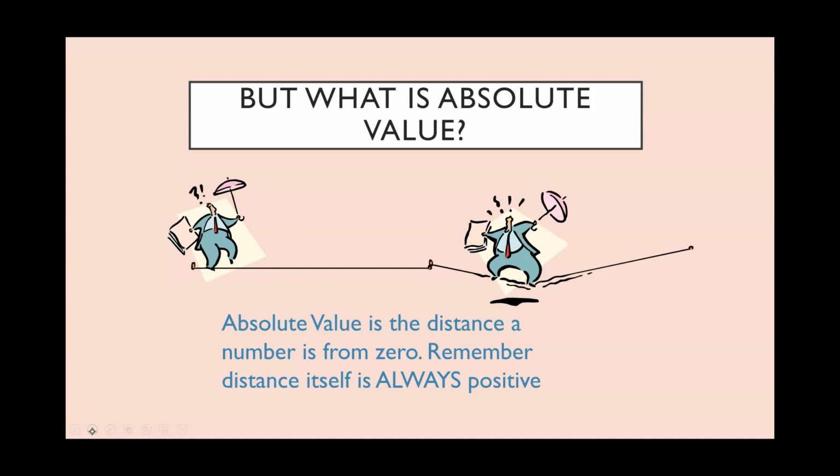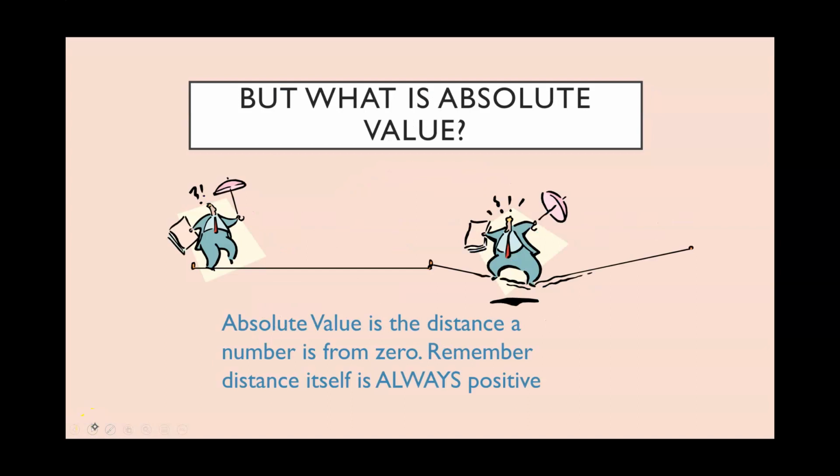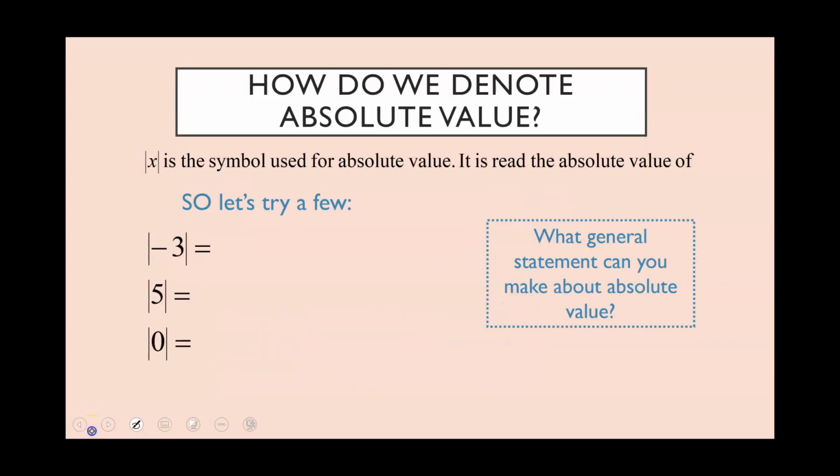Okay, so if we go back to this slide, the distance from 0 to 1, you already know is 1. And you wouldn't say that -1 is -1 units from 0. You would say -1 is 1 unit from 0. Okay, and that's what the absolute value does. It calculates the distance, which we know is always positive. All right, so how do we denote the absolute value? We use this symbol right here. Okay, that is the absolute value symbol. And you would read that as the absolute value of x.